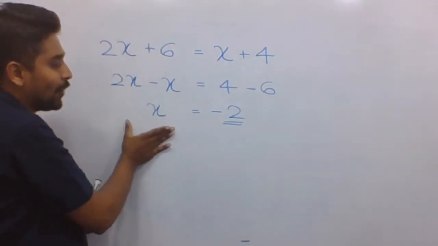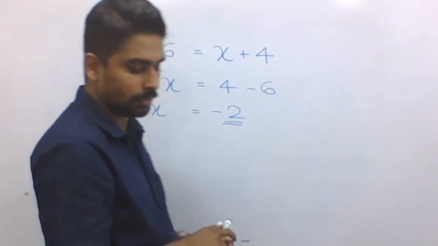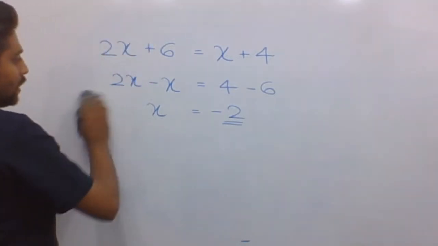Final answer. We got the answer for x. x equals minus 2. Right? Let's do the next one.